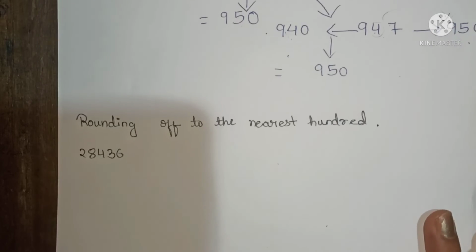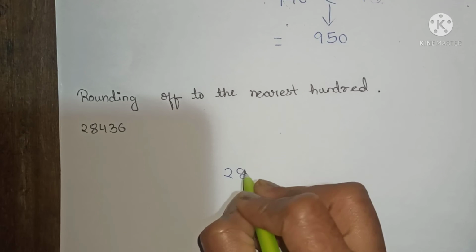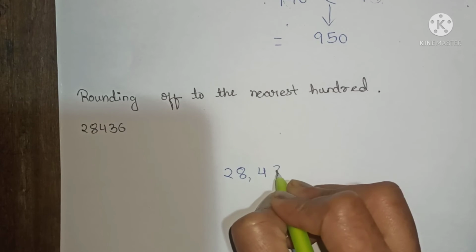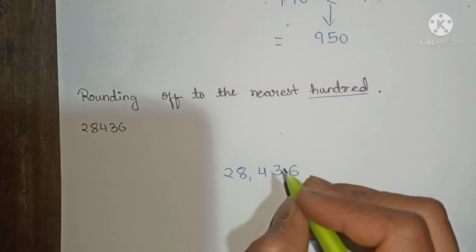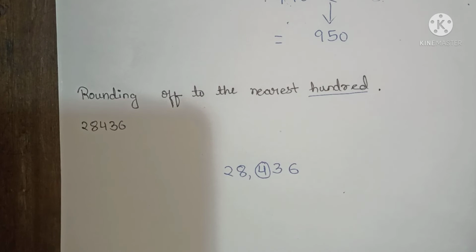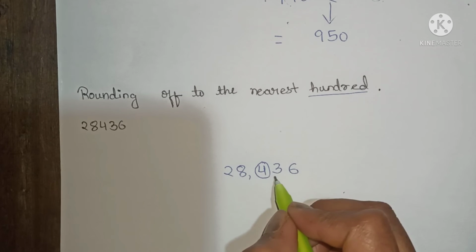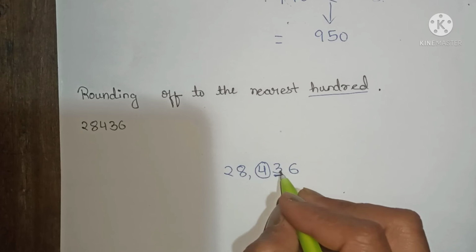Now let us see how we can round off to the nearest 100. So here I have written one number, 28,436. So we have to round off to the nearest 100. So which number is in the hundreds place? 4. So we have to round off 4. Now which number will we look at? We will look at the number to the right-hand side, which is the number 3.